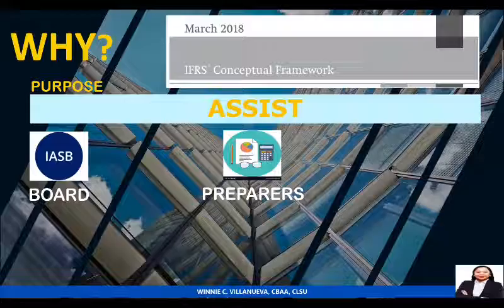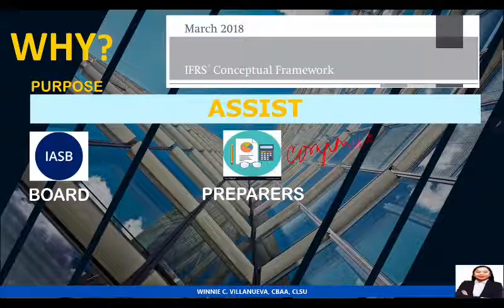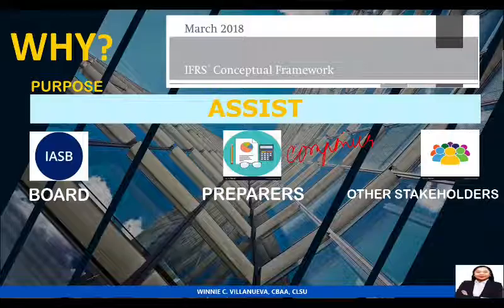Who will be the preparers? Of course, the preparers are the companies. They're the ones who prepare the FS, right? And who else? Well, the rest. And the rest are all other stakeholders, whether with direct or indirect interest, as a user of financial reports.